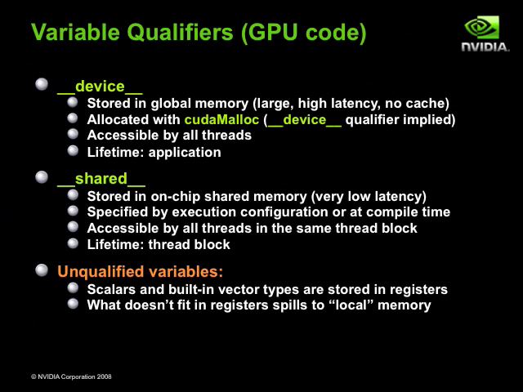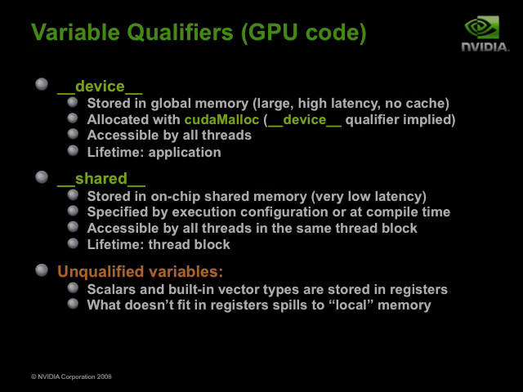Unqualified variables in device code are placed into registers, space permitting, or are stored in local memory. Local here refers to scope. The data is local to each thread. Physically, local memory is off-chip in DRAM and has a large latency like global memory. Both register and local memory have lifetimes of the thread.